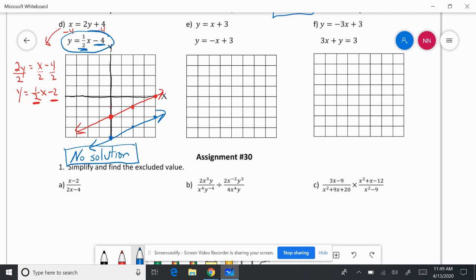Now, looking at letter E, first step, we're going to make our XY axis. With my first equation, my y-intercept is 3. My slope, I don't see a number, so that tells me it's a 1/1. So I go up 1 to the right 1, or I can go down 1 to the left.